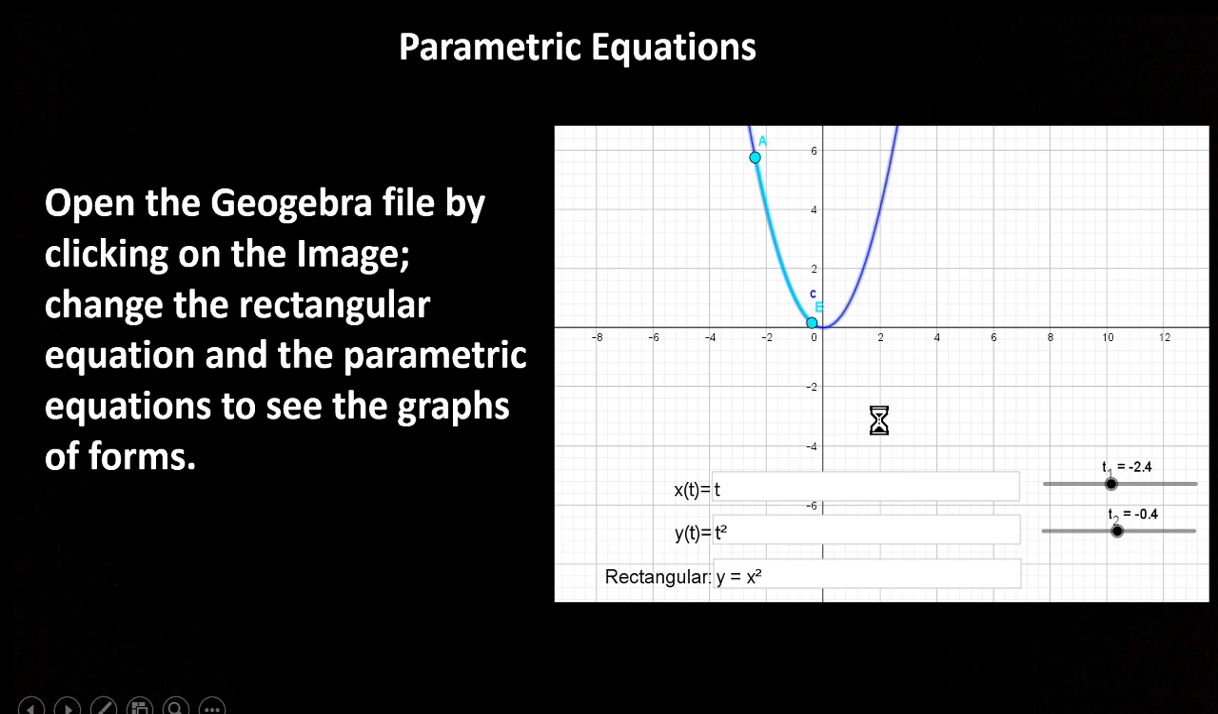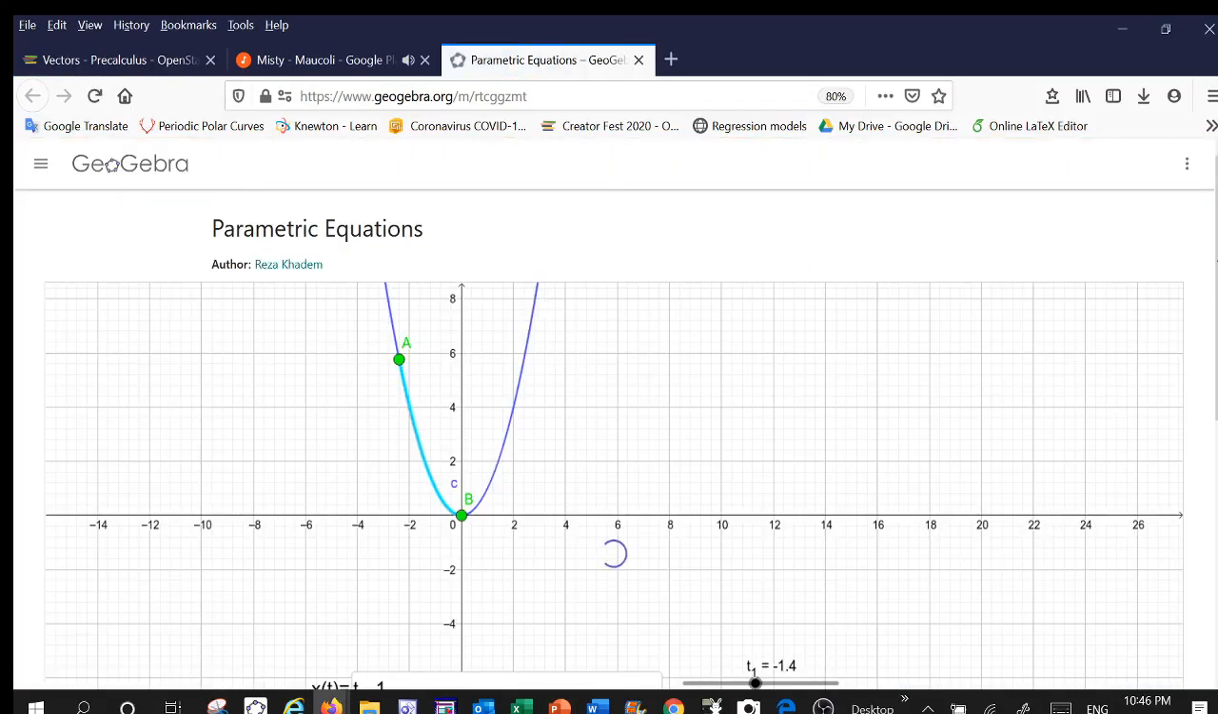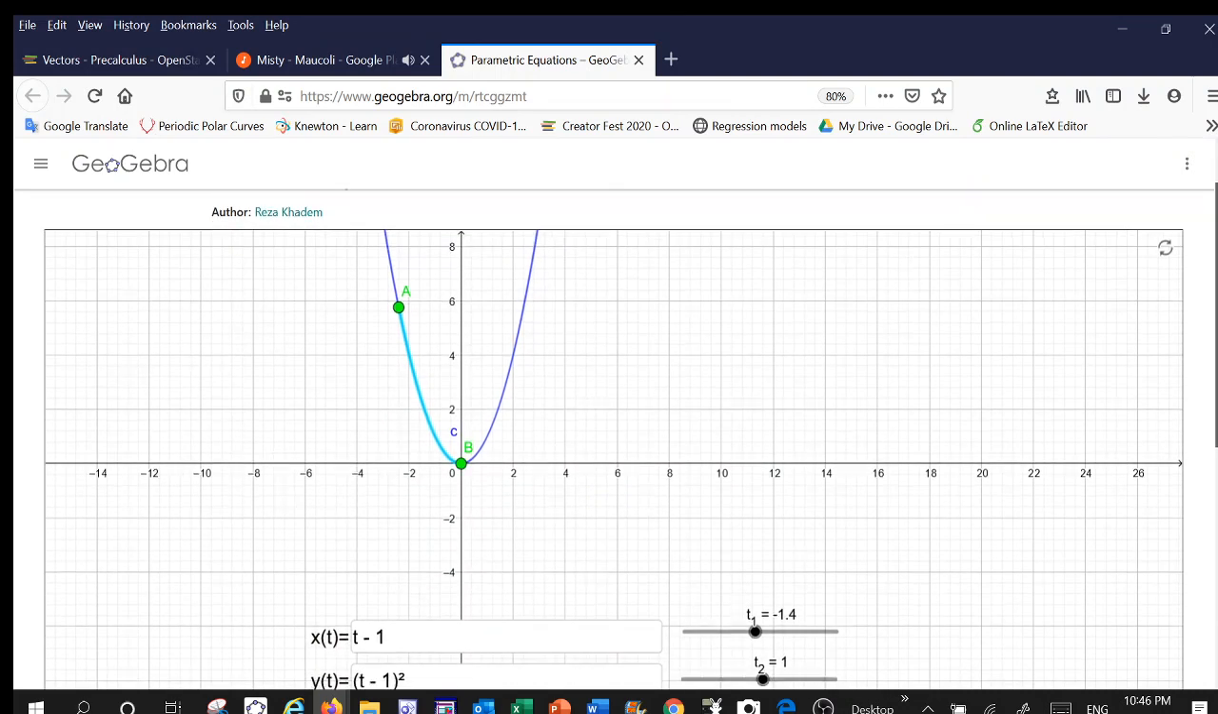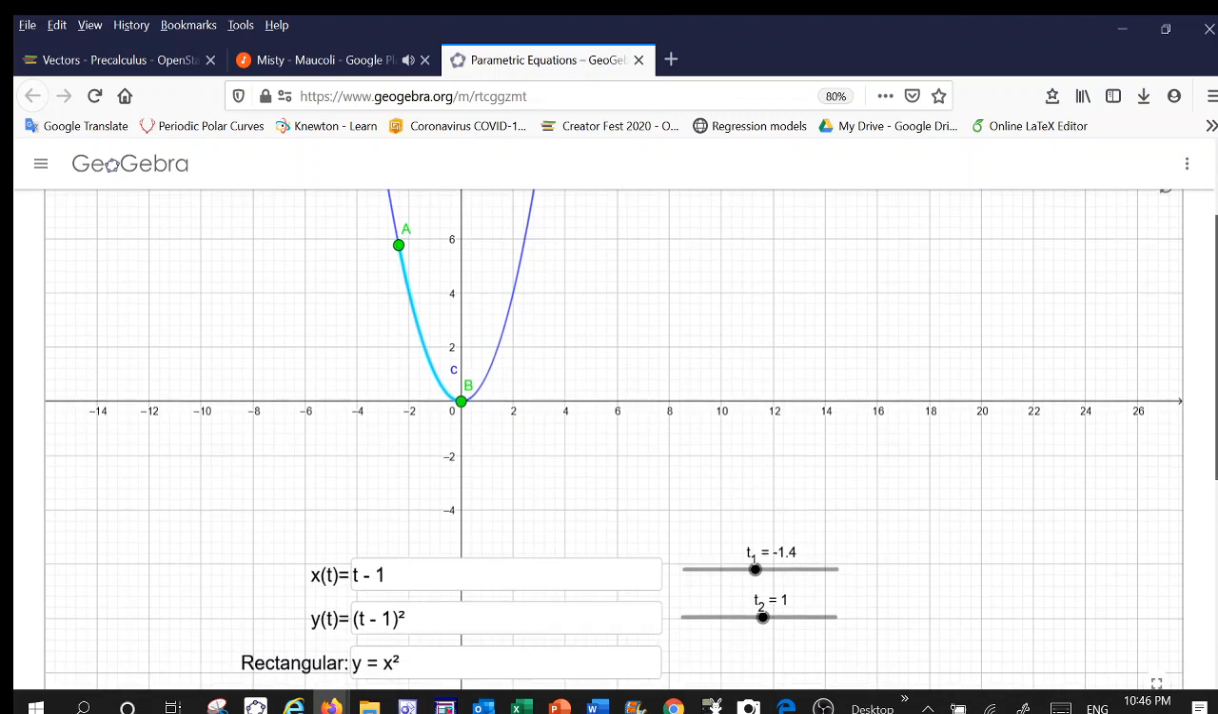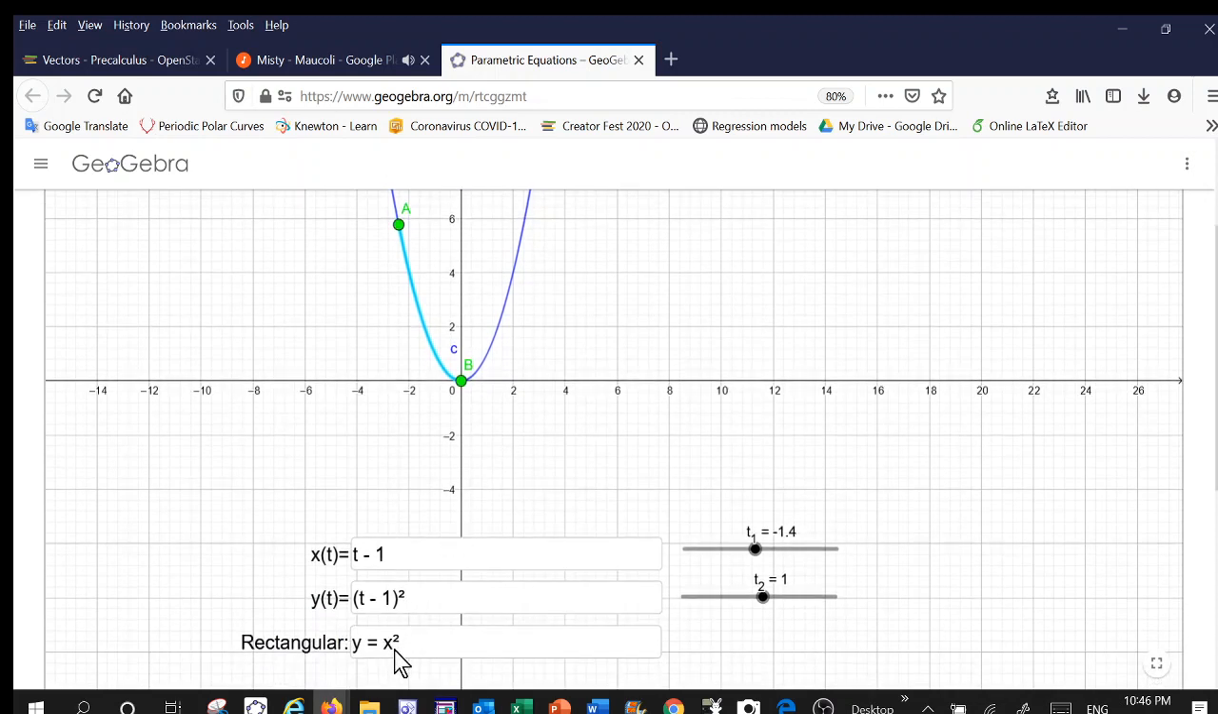So for example, here is a GeoGebra file I created, so we can work with this. You see the equation in terms of x and y is y equals x squared. Now what I'm going to do is let x be t and let y be just t squared, right?